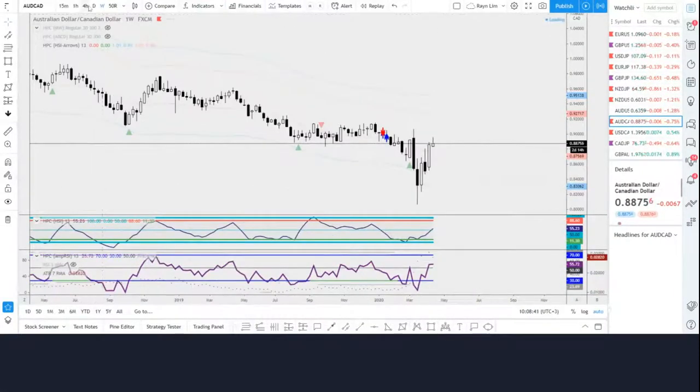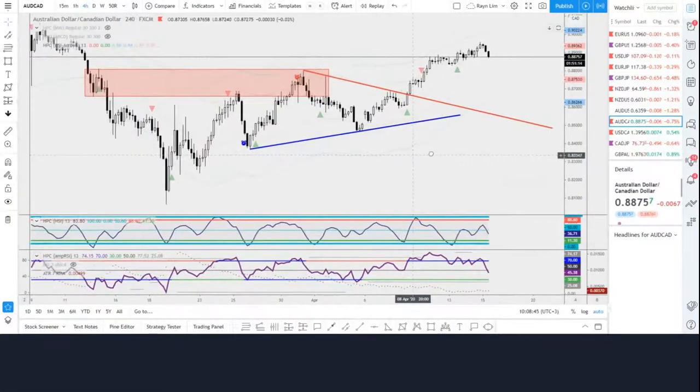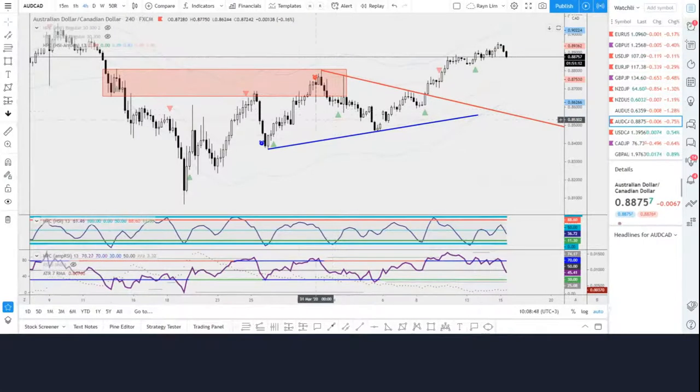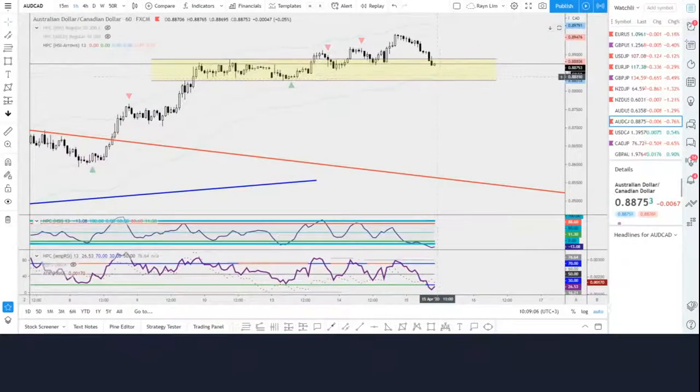Okay, so to the 4-hour chart. On the 4-hour chart, there was this sideways consolidation. I shared with you that when there's a consolidation, definitely there is a breakout. A breakout happened. So I'm waiting for a retracement back for a buying opportunity. Okay, like a double bottom for a buying opportunity as well.